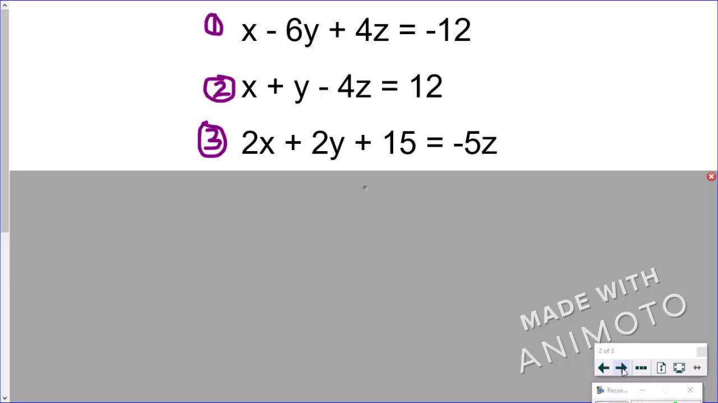New system. For this, I'm going to do the same thing I did before. I'm going to look at 1, 2, and 3, and I'm going to say, all right, looking at these, what's the easiest variable to eliminate? Because I have to eliminate them.